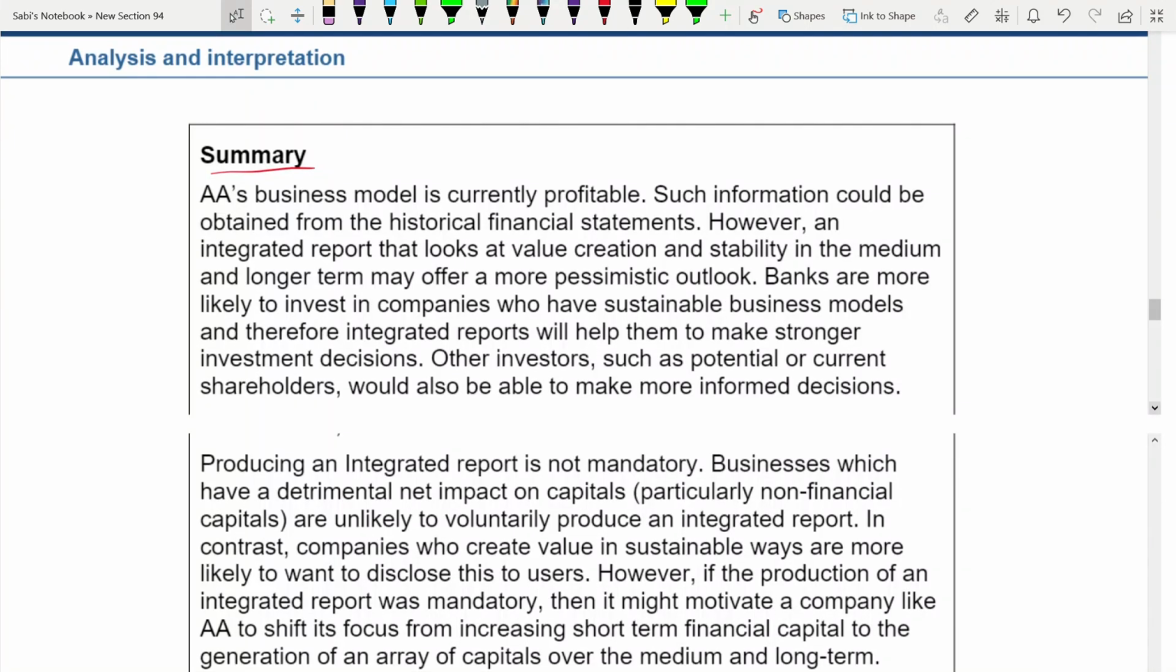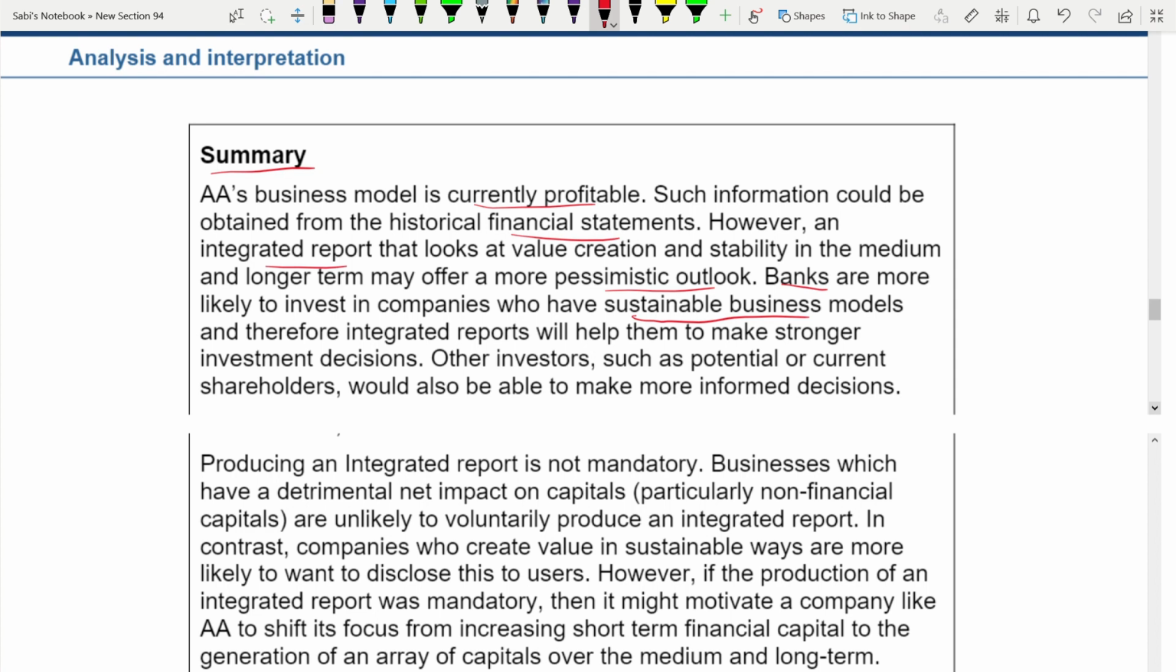You can give your own summary to this. Summary is, currently, yes, their business model is profitable. How can you get it? From their historical financial statement. This information you will get about profit. But according to integrated reporting, what happens? It's a pessimistic outlook. Why? Because you can see it's not going to work in the medium term at all. And this is not good. Why? Because banks are going to invest in those companies that have a sustainable business model, not in your company.